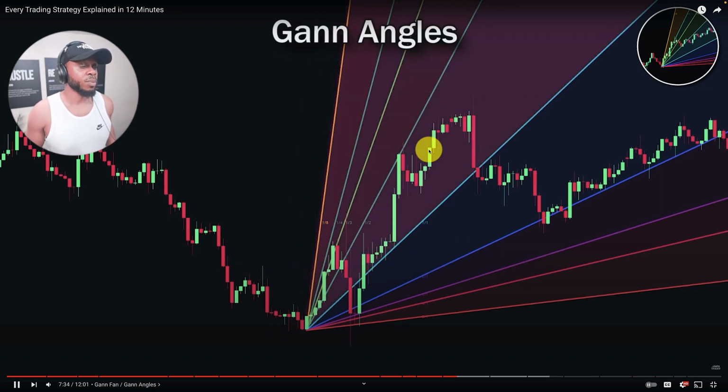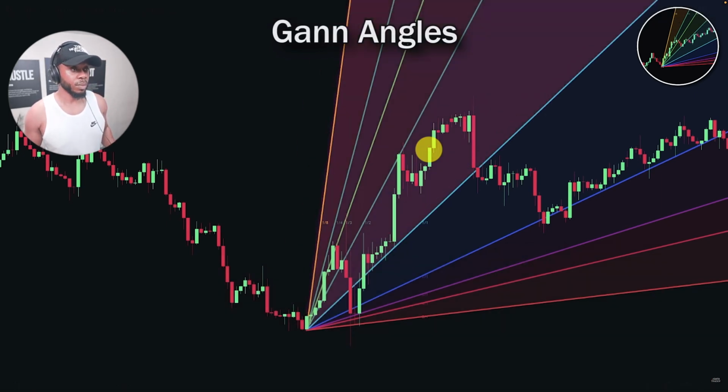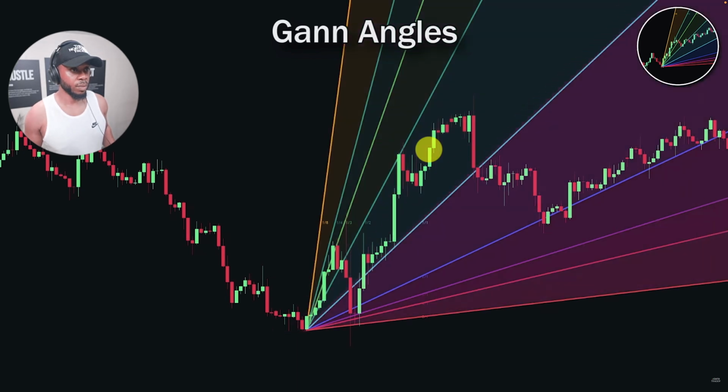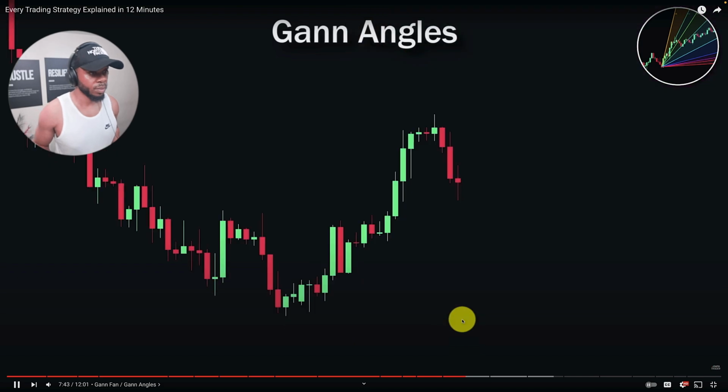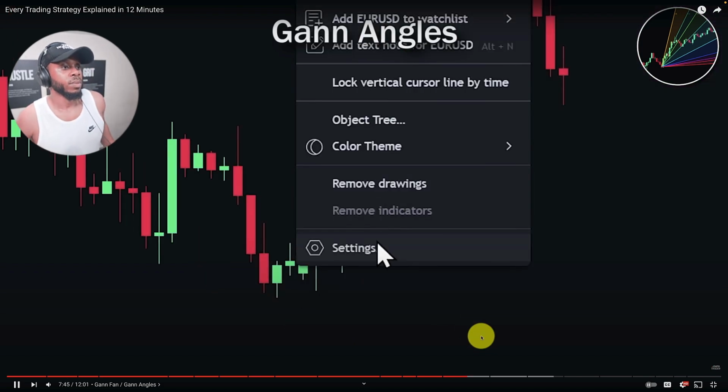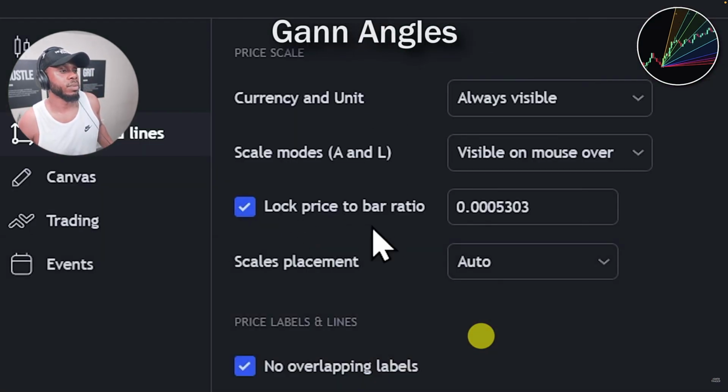Price moving within the steep angles of the tool indicates a strong trend, and price moving within the shallow angles of the tool indicates a weak trend. To apply the Gann angles, first you go to settings, then make sure to check the lock price to bar ratio.